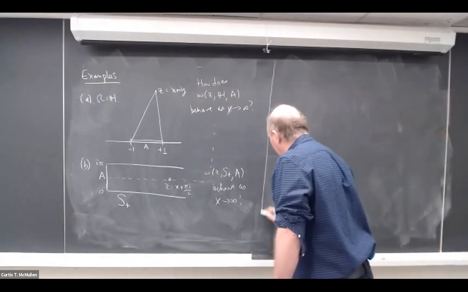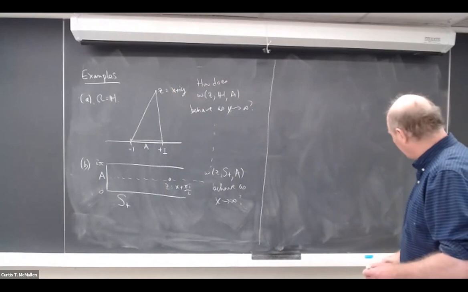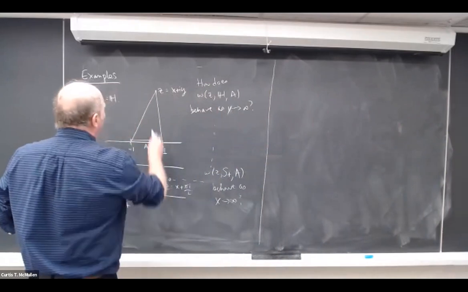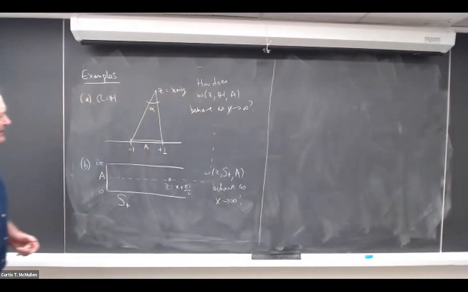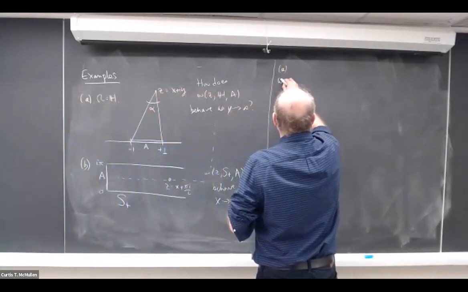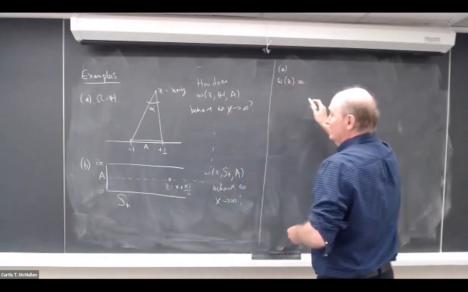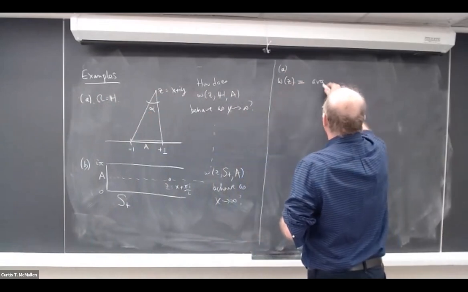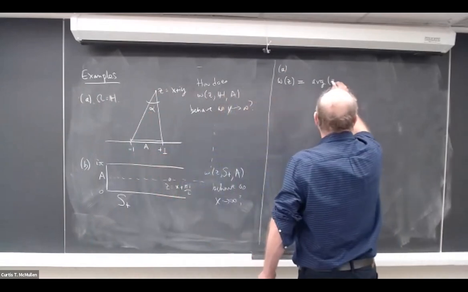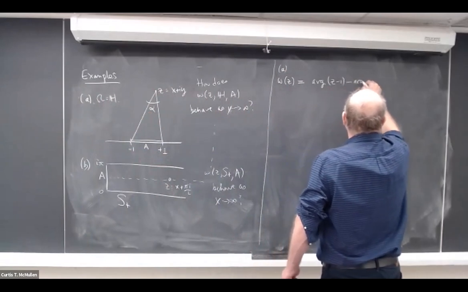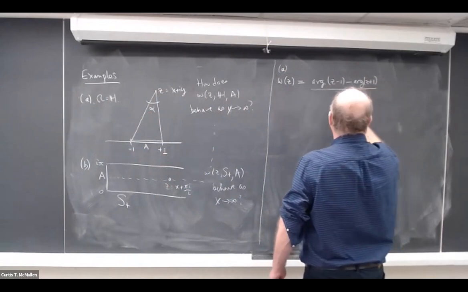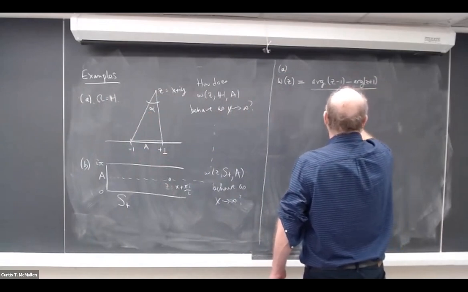Okay, so let's try to answer these questions. So for the first, things are pretty easy. We know exactly what the value of the harmonic measure is. It's this angle alpha. In fact, in the first case, omega of z is equal to exactly the argument of z minus 1, minus the argument of z plus 1, divided by pi.